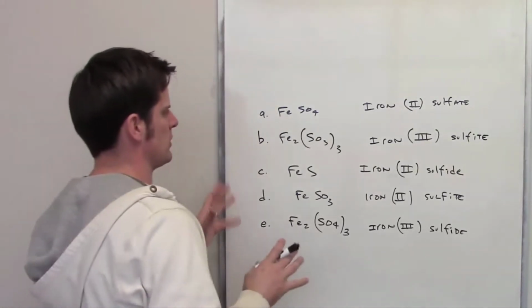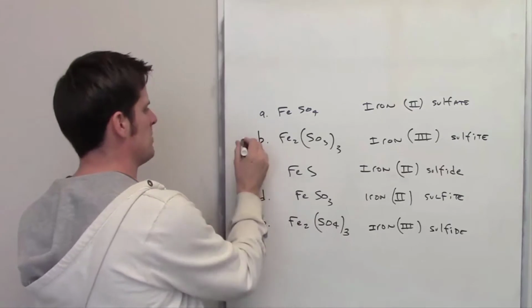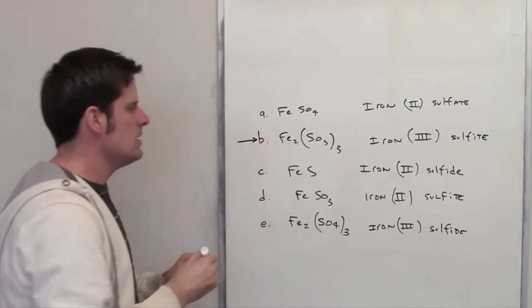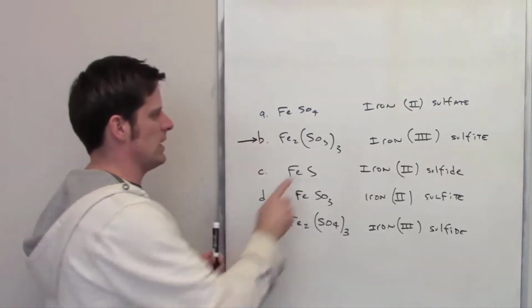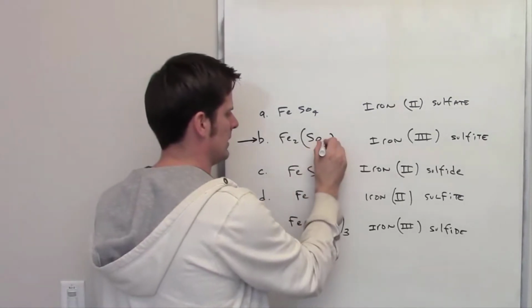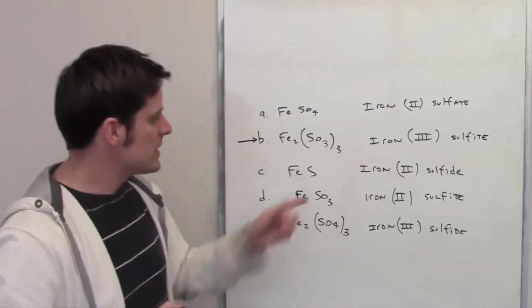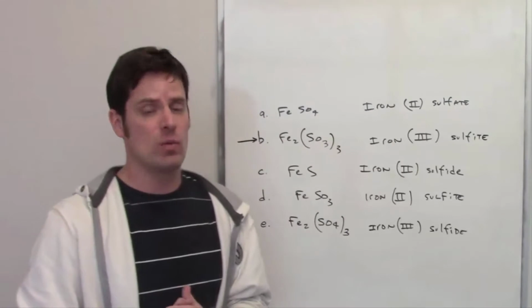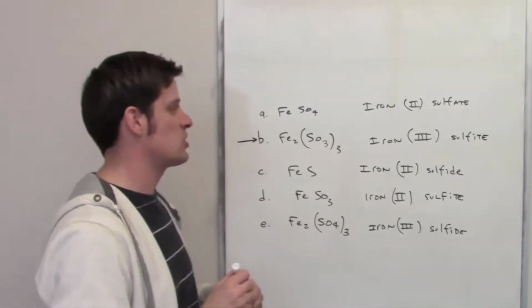So first things first, let's pick one of them. I'll do B because it looks like it could be challenging. Let's see if we can figure out what this molecule is, and this, by the way, is a 3. I'll write it a little bit more clearly. SO3 is a polyatomic anion. It is not one of the ones that I require you to memorize, but its name is sulfite.